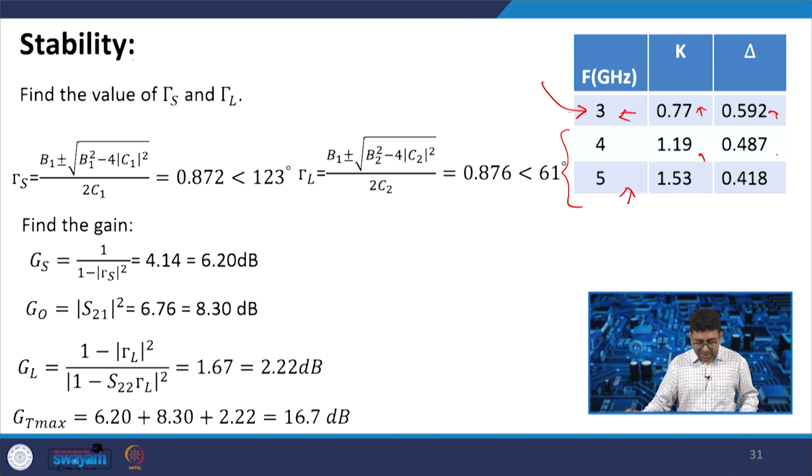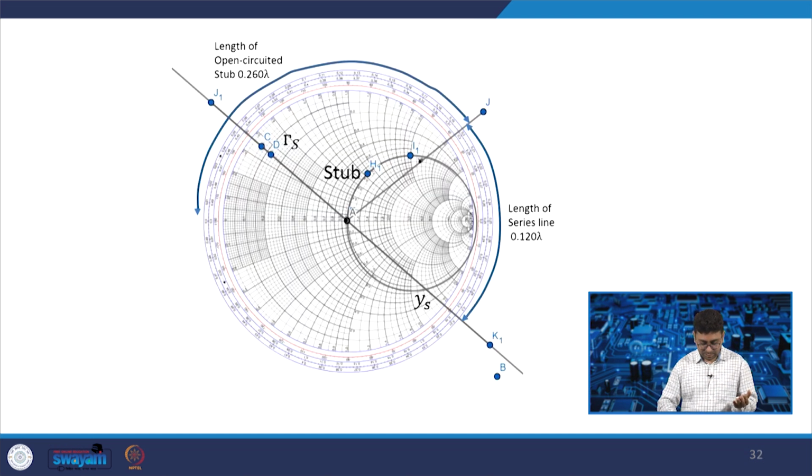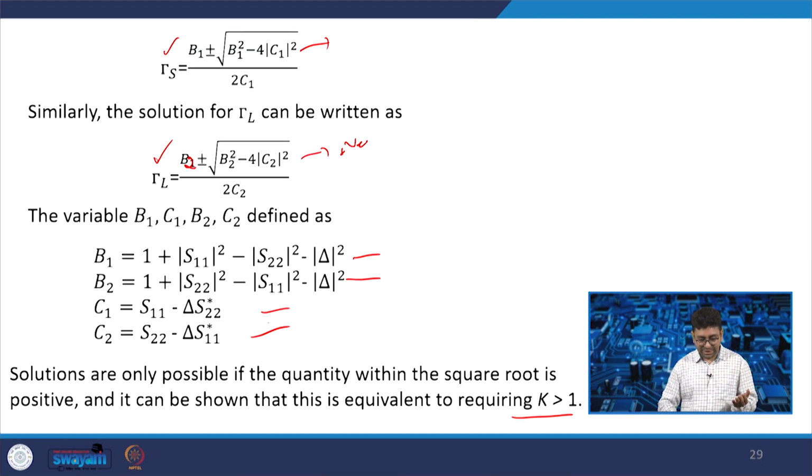So, you can write the formula for gamma S and gamma L. By putting in all the values, you need to find B1, B2, C1, C2 based on the equations that we have discussed. These are directly related to the S parameters, and delta also is related to the S parameters, so B1, B2, C1, C2 you can easily find out.